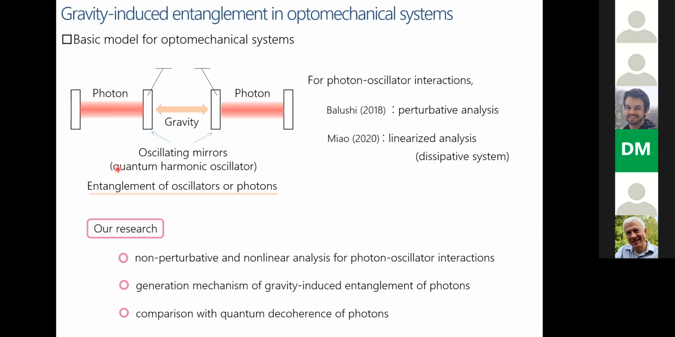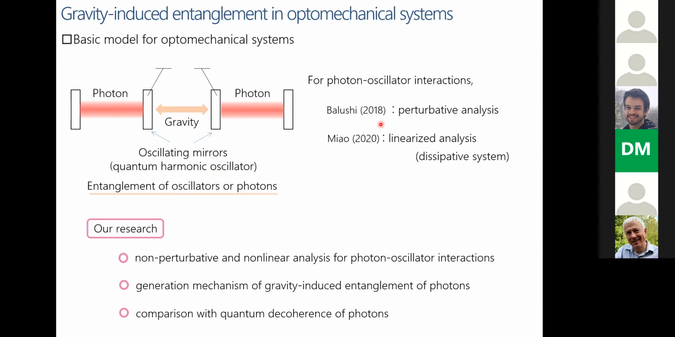The basic idea is the same. We prepare another optomechanical system and consider the gravitational interaction between the oscillating mirrors. In this system, gravity-induced entanglement is generated between the oscillators. Also, the photons in separated cavities are entangled by gravity through the photon-oscillator interaction.